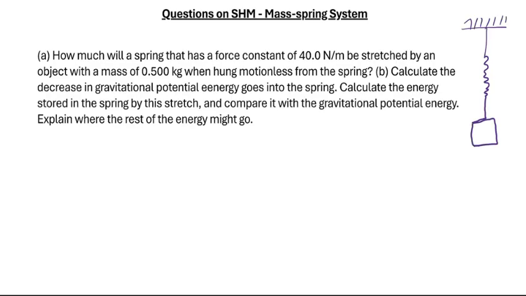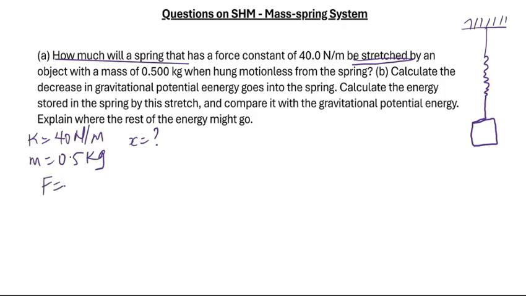Now we can calculate by just listing out our parameters. We were given K, the force constant, which is equal to 40 Newton per meter. We were given mass, which is equal to 0.5 kilogram, and that's all. We were told to look for how much the spring will be stretched, which means we are looking for our x, or we can call it our amplitude A, because that will be the total stretch, downward. And we know that our force equals negative kx. That is just the formula.